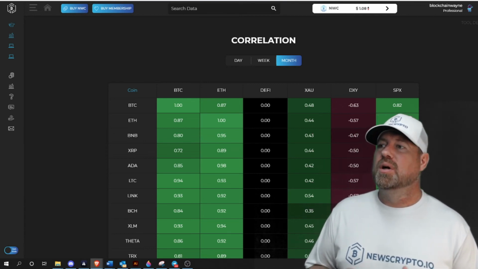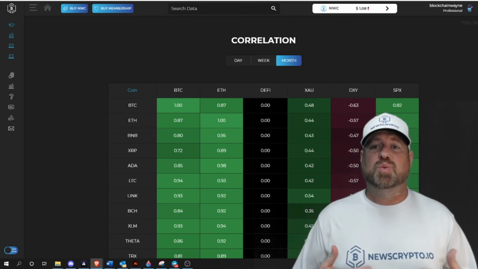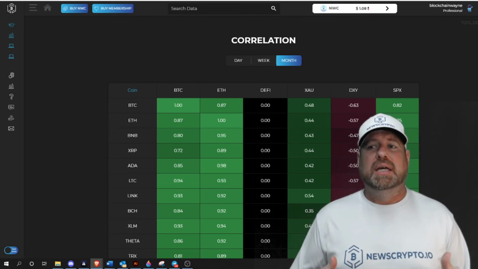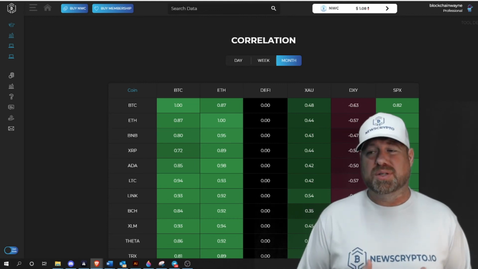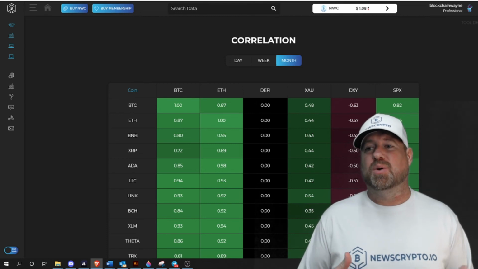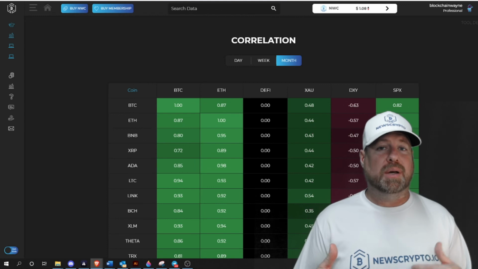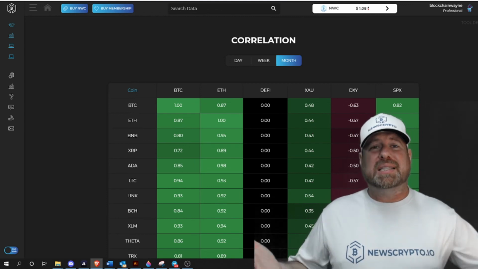That'll let you know when one asset starts to move, there's a higher probability that the correlated assets will move in that same direction, and vice versa. If there's very little to no correlation, or there's a big gap there, then when one starts to move up, typically that means the other one may be moving in the opposite direction. So if one goes up, the other may go down, or vice versa. That's how correlation works.